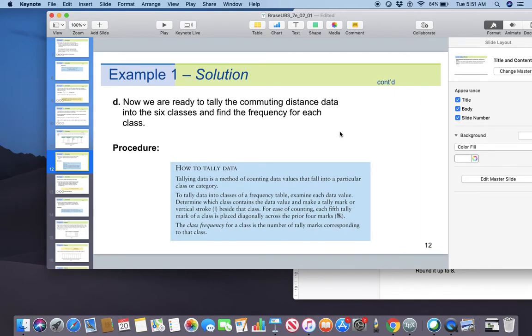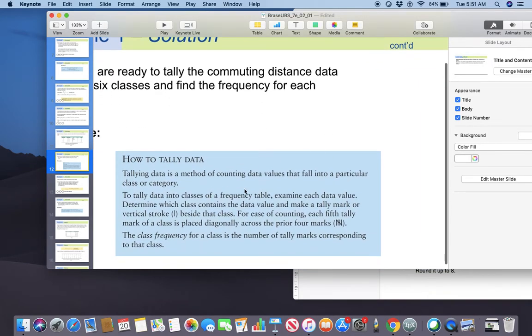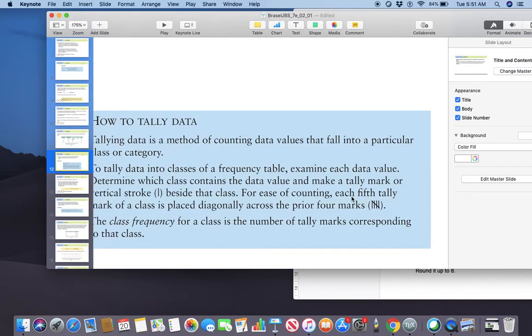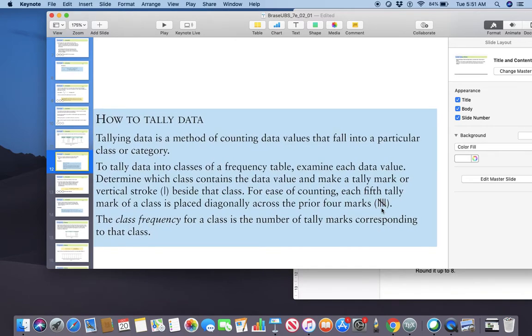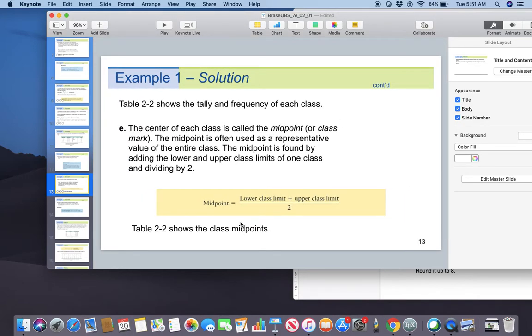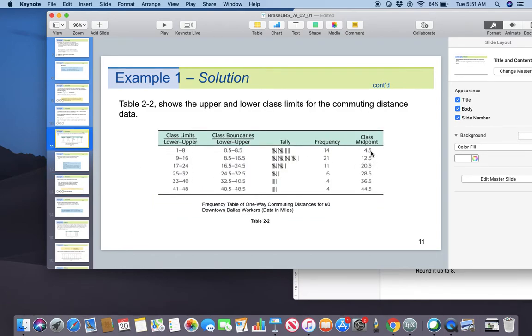Here, tallying data that I told you about. So 1 vertical stroke. Once you have the 5th tally, you go diagonal. So that gives you a group of 5. The class frequency is the number of tally marks. Now, midpoint: lower class limit plus upper class limit over 2. We just saw that, right? 1 plus 8 over 2. Once you find the first class midpoint, then you keep adding 8 6 times.